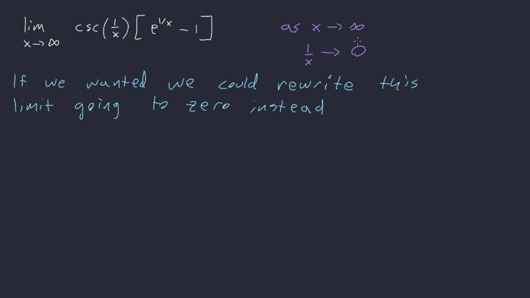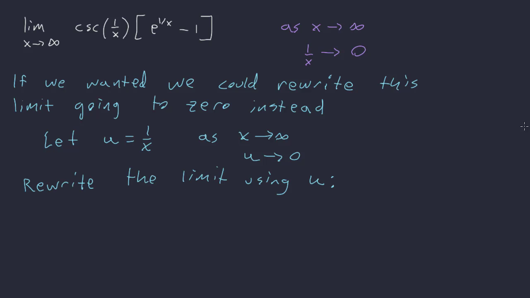Right? Because, well, as x goes to infinity, 1 over x goes to 0, and the only real x's we have are these 1 over x's. So instead, we could let u be 1 over x. So as x goes to infinity, u goes to 0. So we could rewrite the limit using u.